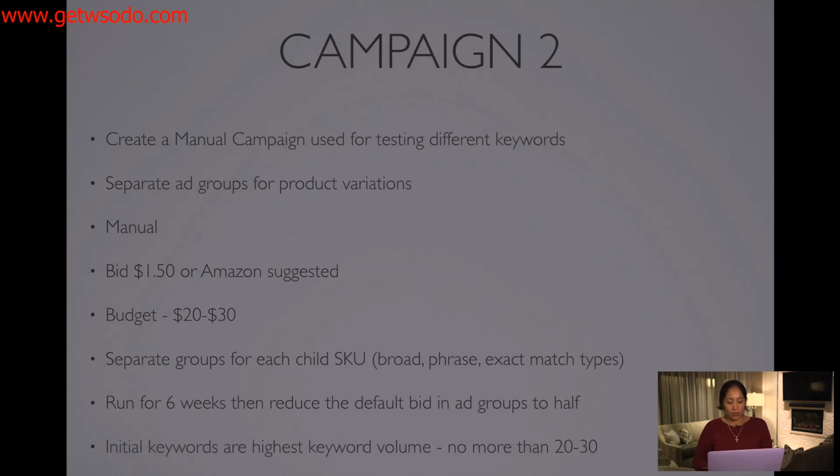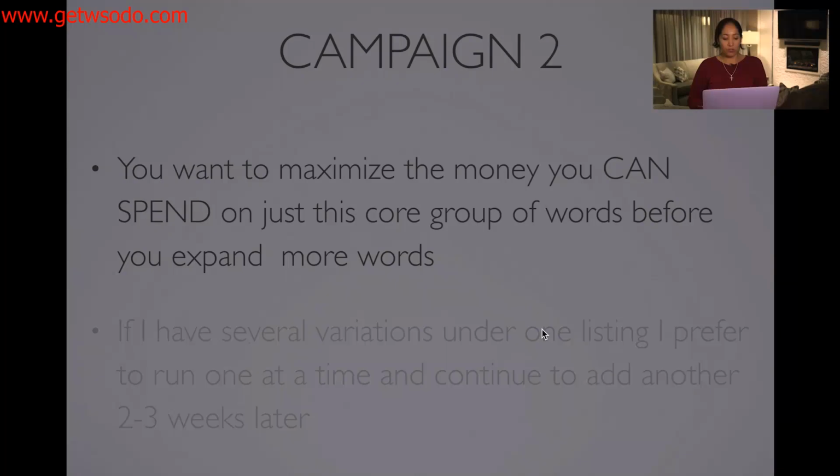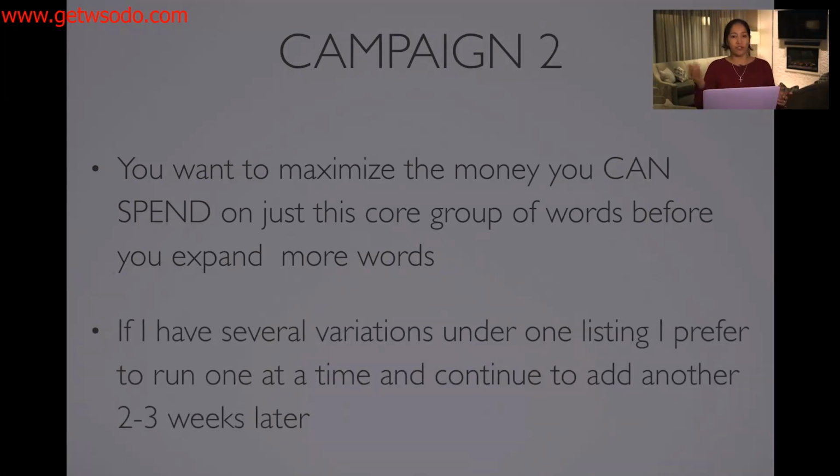Your initial keywords are the highest keyword volume. These are the ones that you want to run. So you want no more than 20 to 30 keywords with high keyword volume. So what you want to do is maximize the money you can spend on just this core group of words before you expand into more words. Like, don't get started with hundreds or thousands of keywords, because you're just going to blow money on all sorts of things when you can blow it on the keywords that can possibly perform the best for you. 80% of sales come from 20% of keywords.